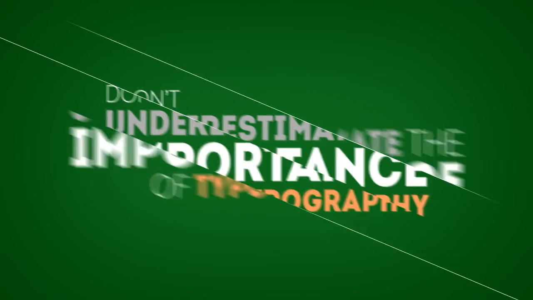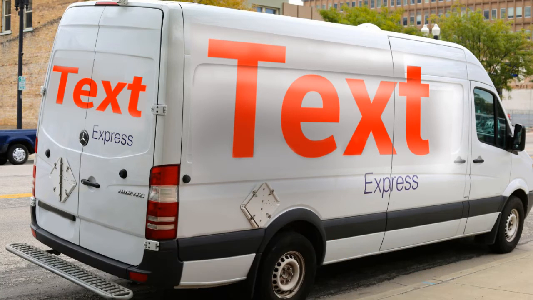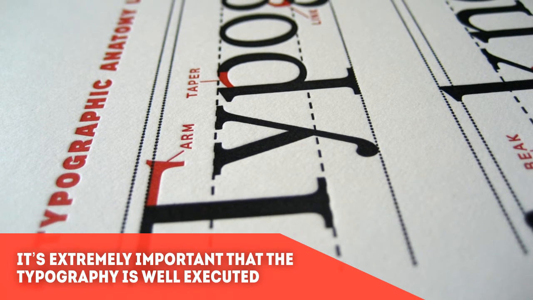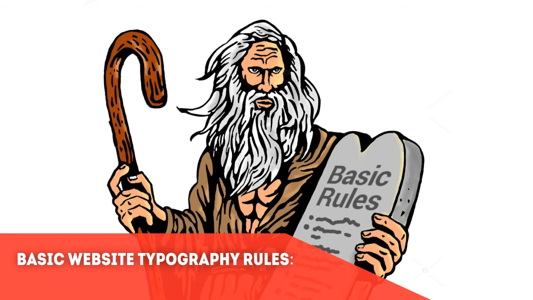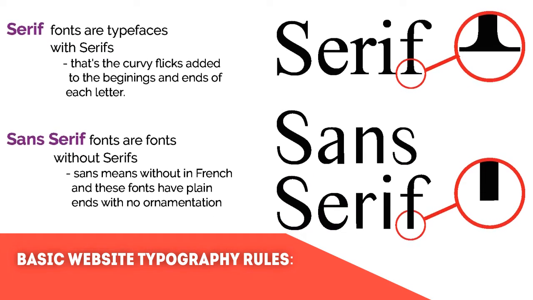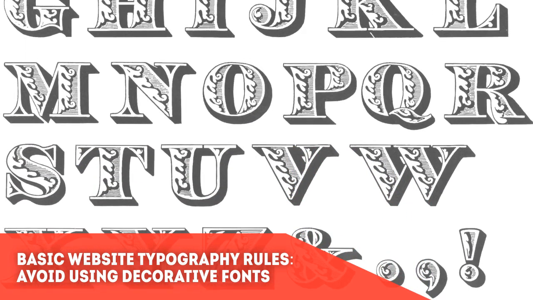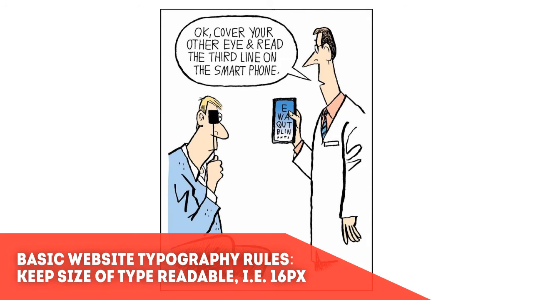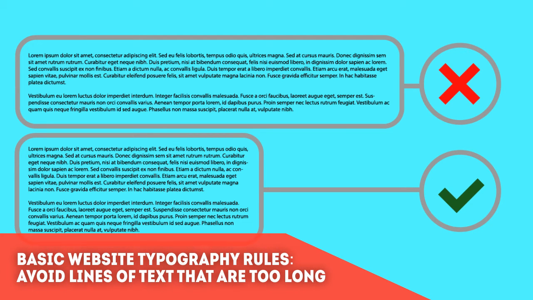3. Don't underestimate the importance of typography. The main delivery vehicle of the content within your website is the text. For this reason, it's extremely important that the typography is well executed. There are some basic rules when it comes to website typography. Most websites use sans serif fonts. Use no more than 2 fonts, and don't make the mistake of using fonts that are too decorative unless your branding calls for it. The type needs to be a readable size, which is generally around 16 pixels. Avoid lines of text that are too long. Any more than 15 words tends to make the visitor's eyes tired.